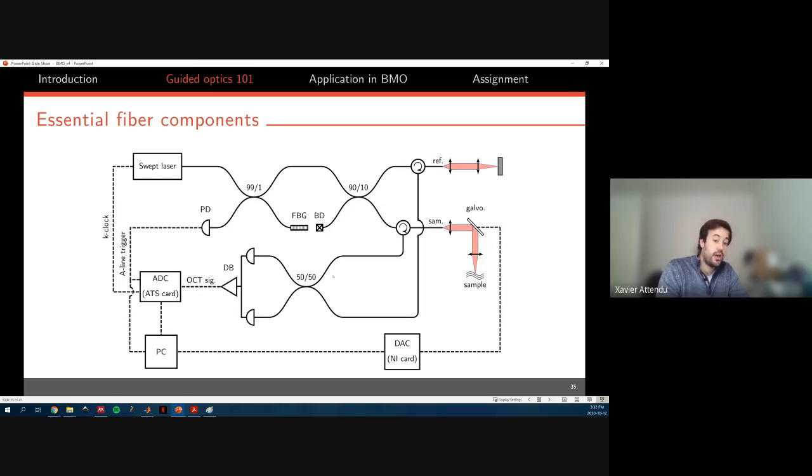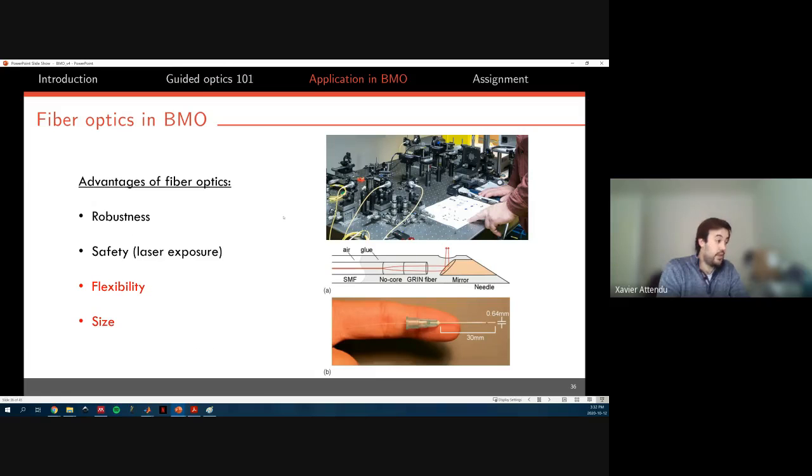And then finally, you have another power splitter here where the purpose is not really to split, it's to combine the two signals in order to do the interference. And so this OCT is just a good example because it uses a lot of these important fiber components. The reason why we want to use so many fiber components in BMO is because they have a number of advantages over free space operation.